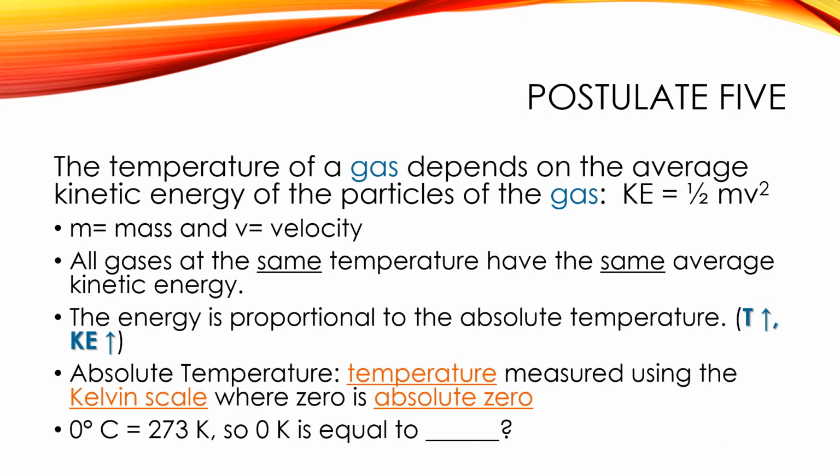Postulate 5 states that the temperature of a gas depends on the average kinetic energy. And right here, y'all, I'm going to be emphasizing it by underlining that it is the average kinetic energy of the particles of the gas. Okay, so all gases at the same temperature essentially have the same average kinetic energy. The energy is proportional to the absolute temperature, so if one goes up, the other one goes up as well.